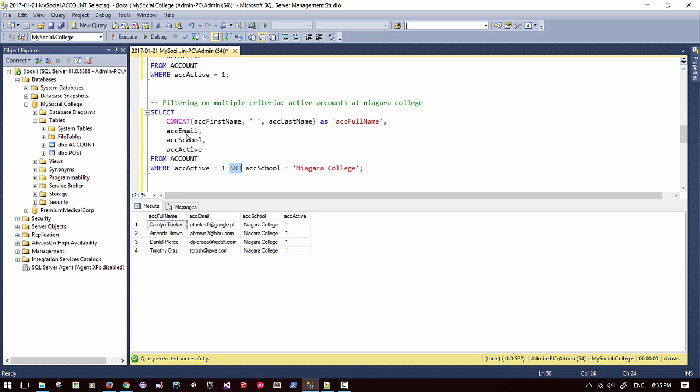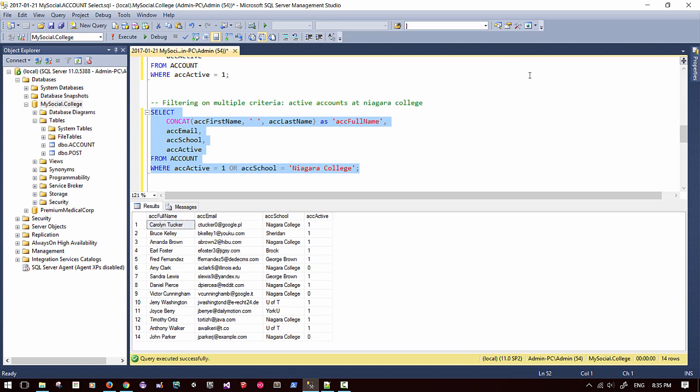But if I had said where account active is equal to one or X school equals Niagara College, I would get the active accounts for all schools, and I would get the Niagara College students whether they were active or not, right? Because what it does is it goes on a record by record basis rather than checking your whole data and then filtering it all afterwards.